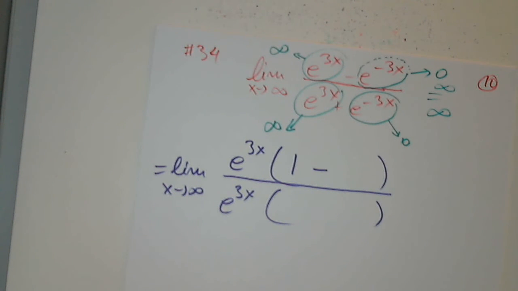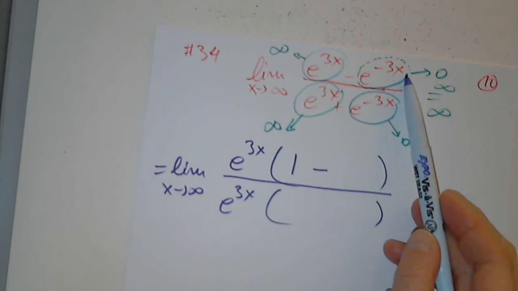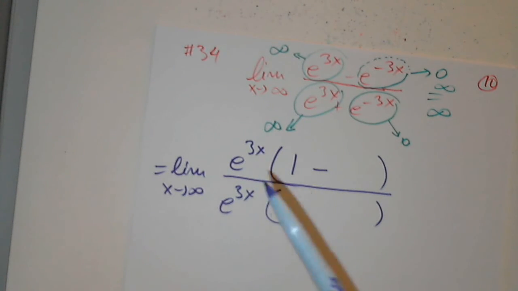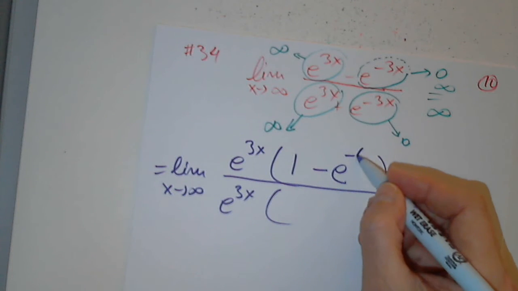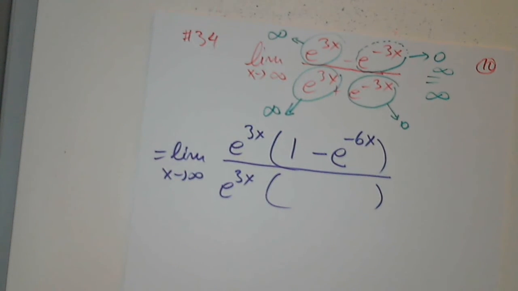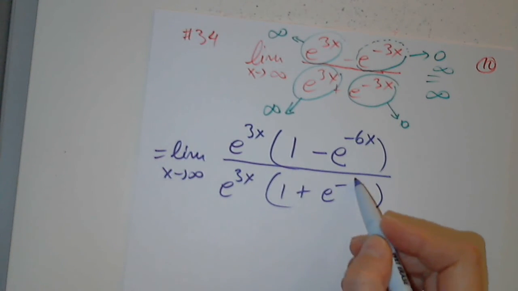Minus, from negative 3x, we subtract the power that we took out. From negative 3x, I subtract 3x. e to negative 6x. And 1 plus e to negative 6x.